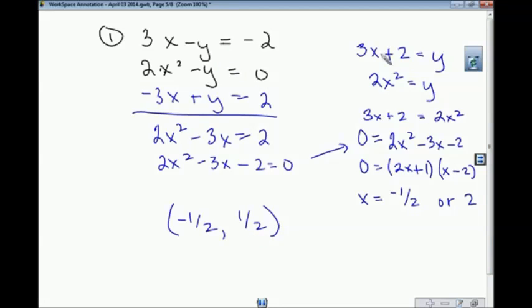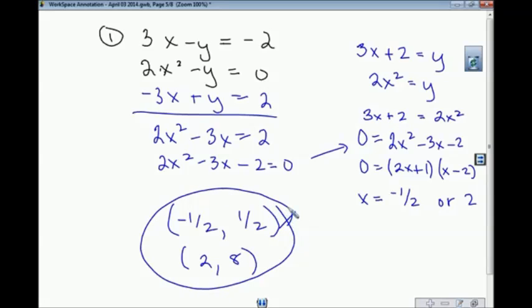Now the second one, if I plug it in here, I get 6 plus 2 is 8. If I plug it in here, 2 squared is 4 times 2 is 8. Get the same answer, don't I? All right, so these are my solutions, aren't they? So what does that mean if I graphed it? If I graph that parabola and I graph that line, they're going to intersect in those 2 points. They're going to intersect at the point negative 1/2, positive 1/2, and then they'll intersect again at 2, 8.